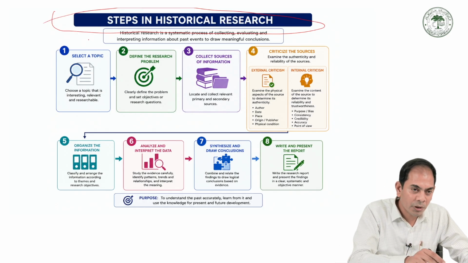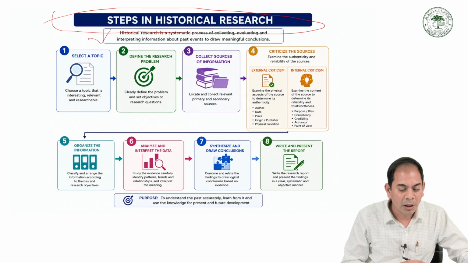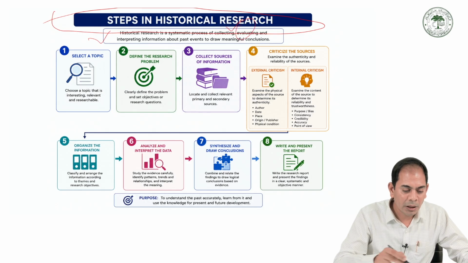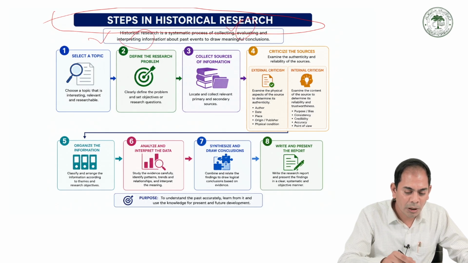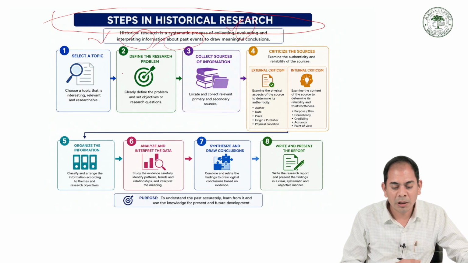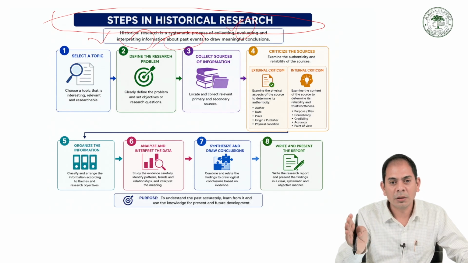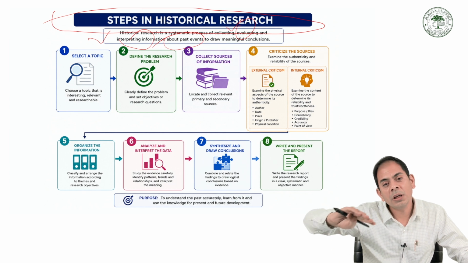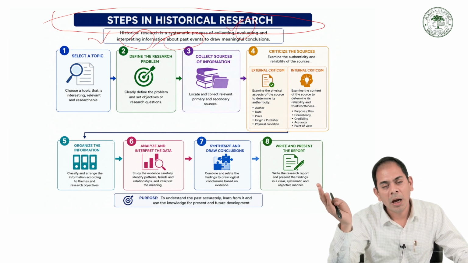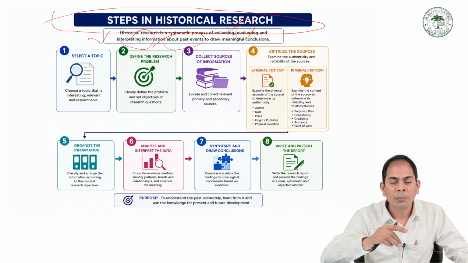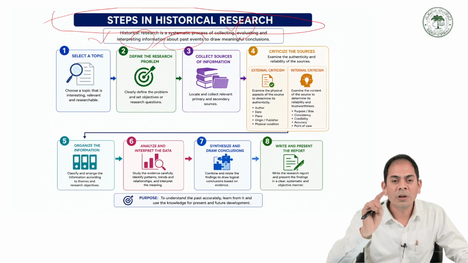The first and important thing: historical research is a systematic process of collecting, evaluating and interpreting information about past events to draw meaningful conclusions. It is simply the collection, analysis and interpretation of information. Information means information collected from the past, and the main purpose is to draw meaningful conclusions.